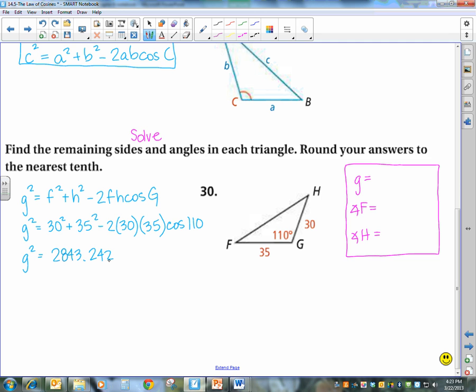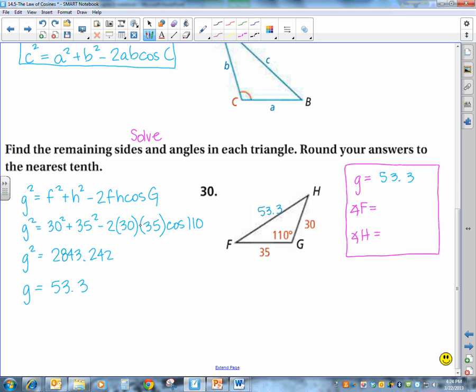And if you're close, rounding may be an issue. Take the square root of both sides, and it is positive or negative, plus or minus, but we're in a triangle, so we only need the positive. So we have 53.3. So G in my answer box is 53.3. I have no label, so we'll leave it at that. But now I know this side is 53.3. So hopefully you can see that we can now use our law of sines.